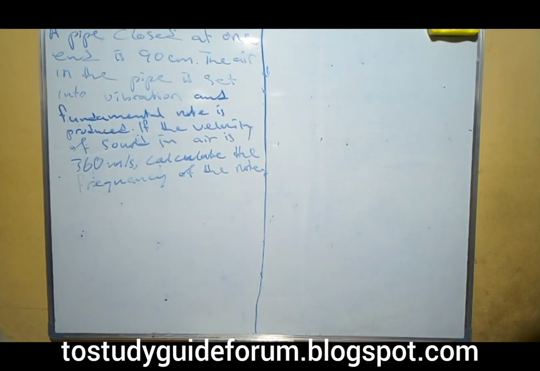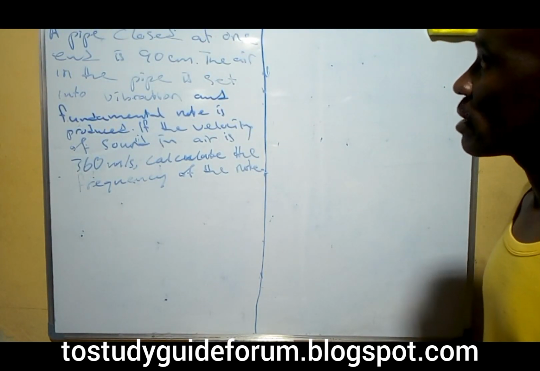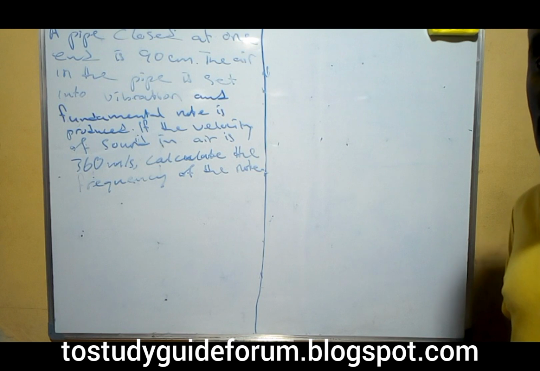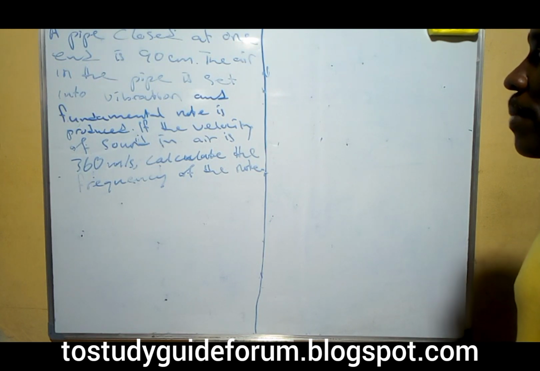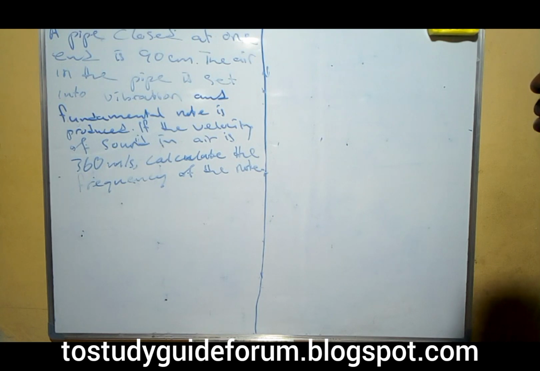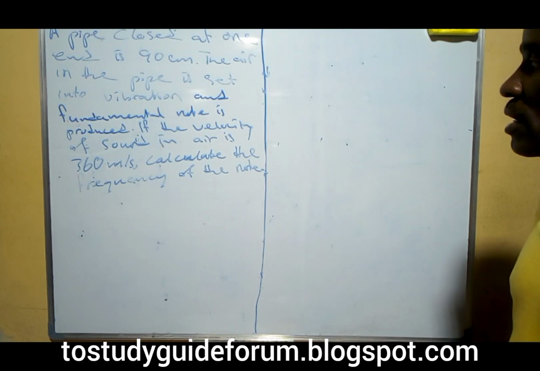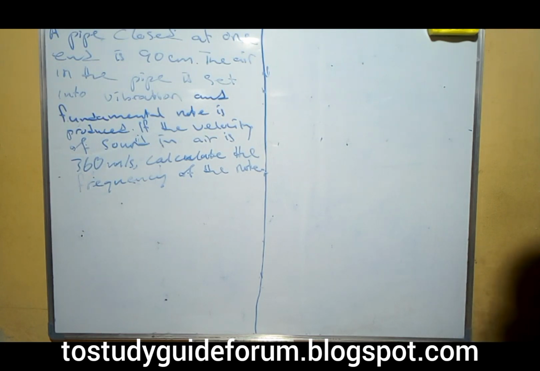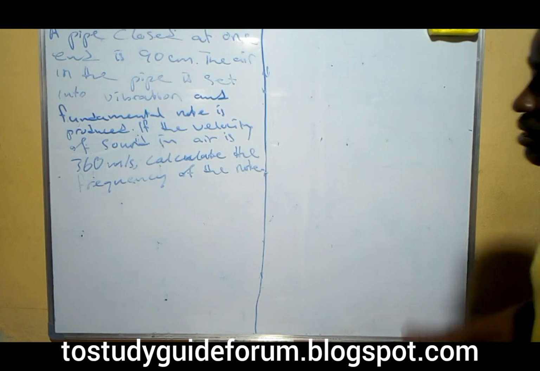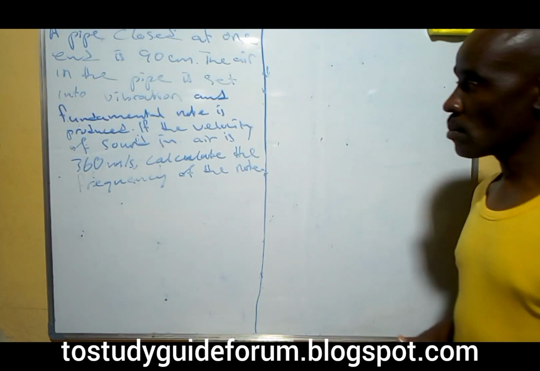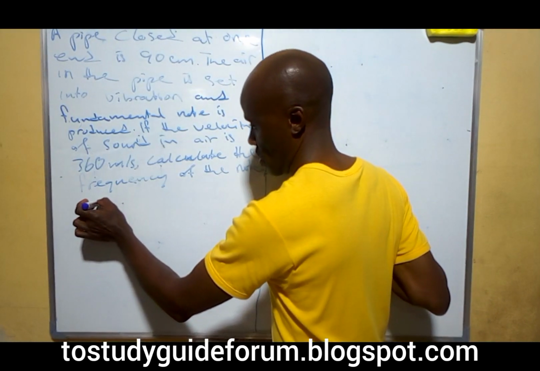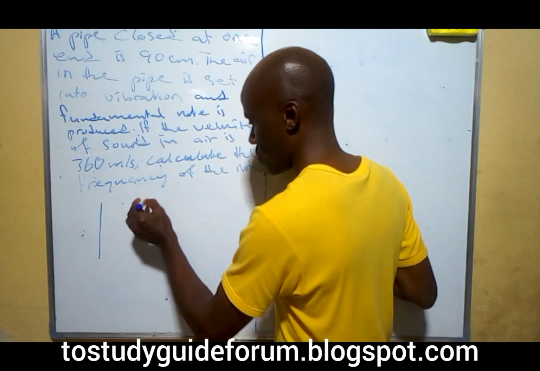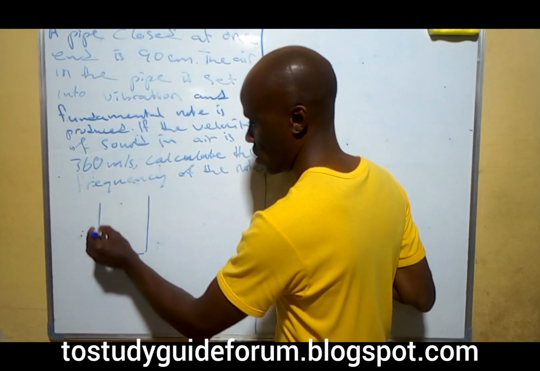So the first question we are going to look at says that a pipe closed at one end is 60 cm. The air in the pipe is set into vibration and the fundamental note is produced. If the velocity of sound in air is 360 meters per second, calculate the frequency of the note. So based on that, since it's the first node, if you are going to make a drawing of it, it looks like this.